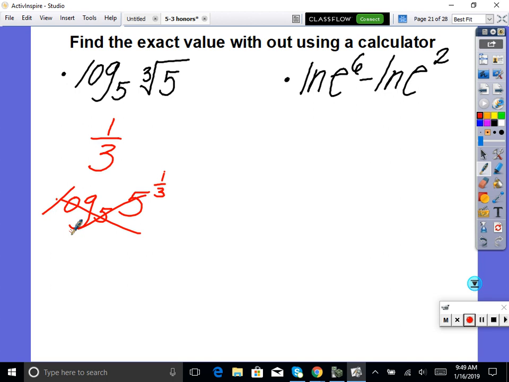4, right? ln and e cancel out, don't they? 6 minus 2 is 4.